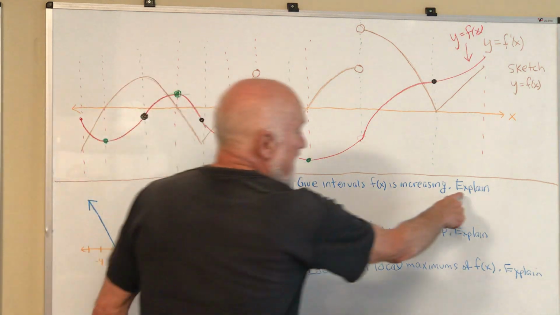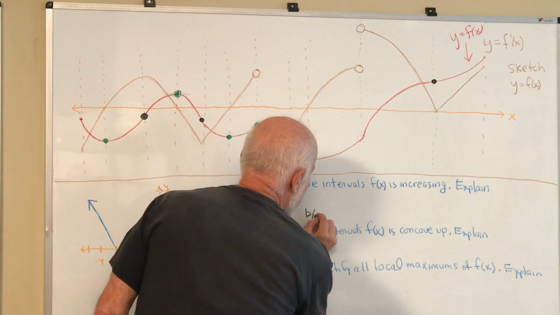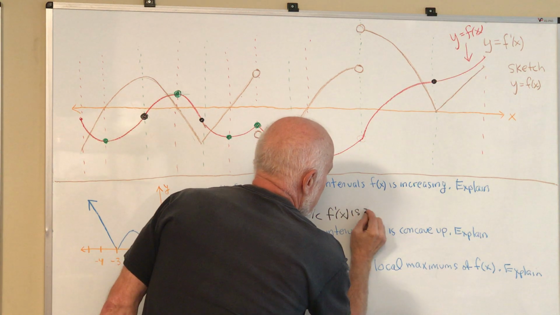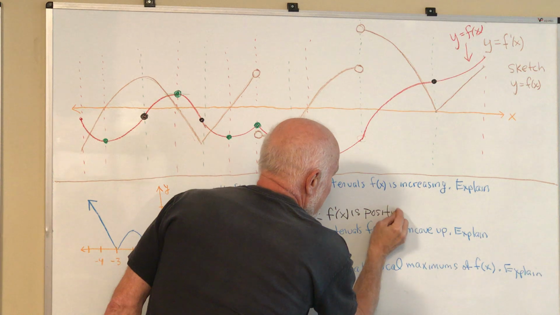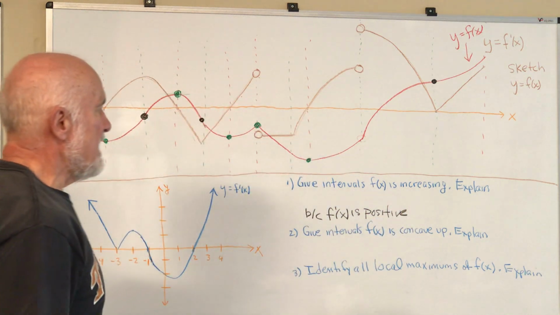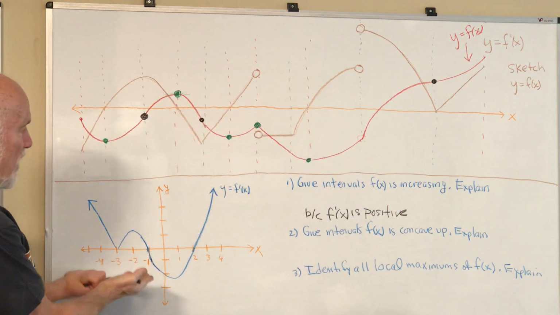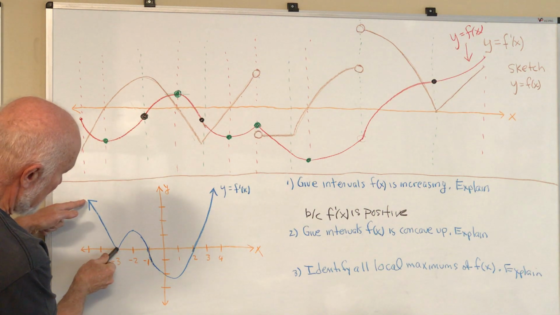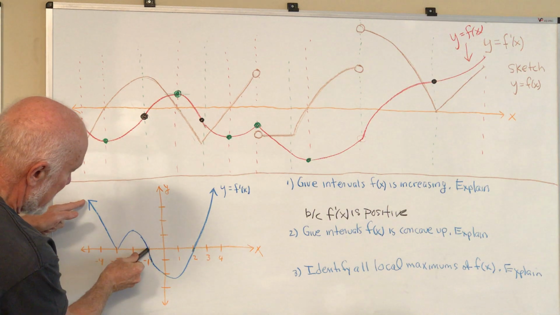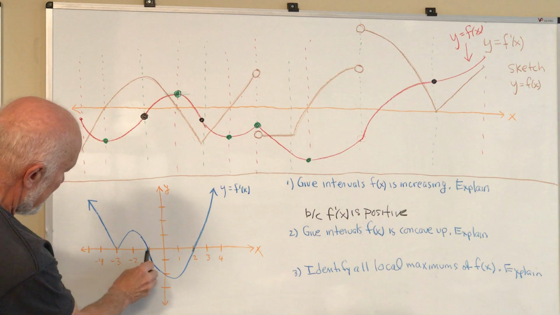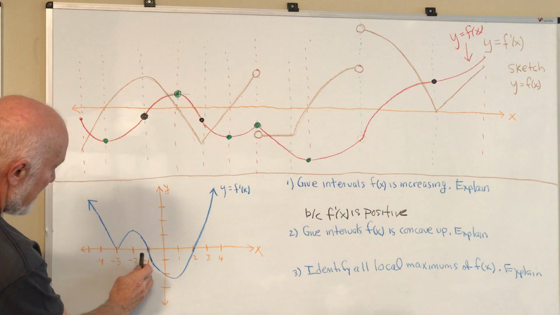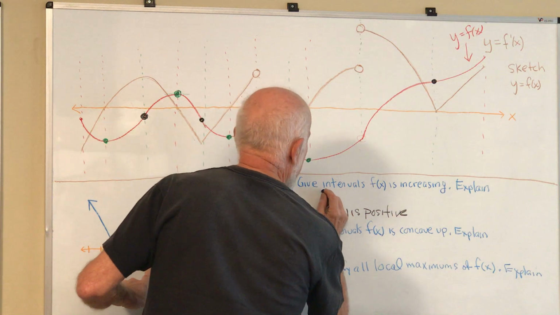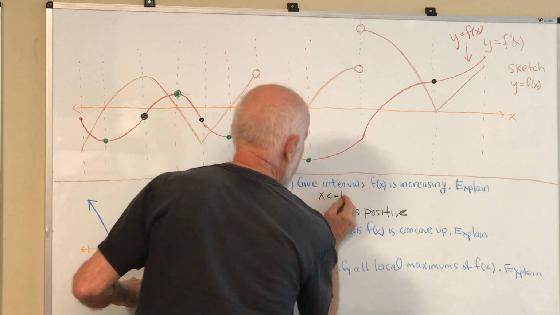So I'll do my explanation. Because f prime of x is positive. That's my reason. Now, what are the intervals? I go back in here, and where is f prime positive? Well, it's positive here, goes down to 0, then it goes positive. So all the way, and there's an arrow there, so anywhere to the left of -1. So I can say x less than -1.